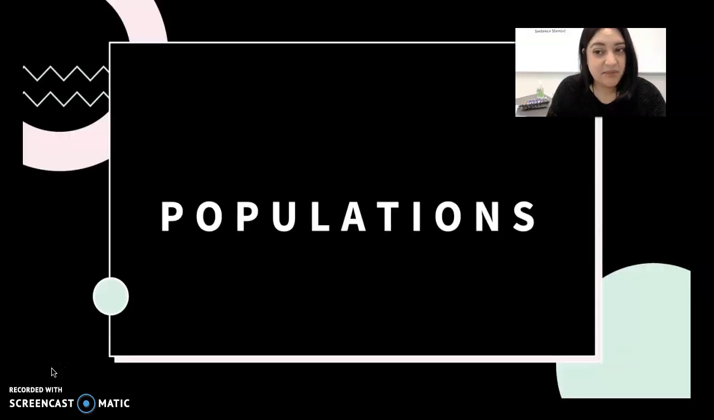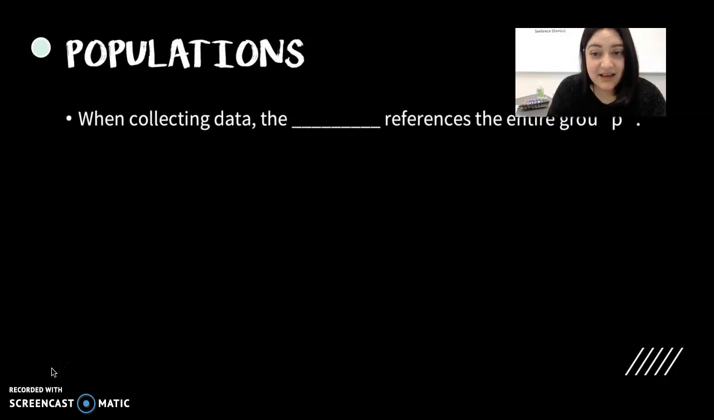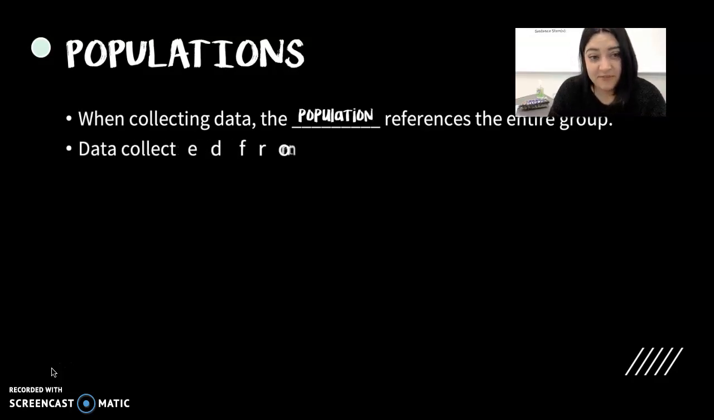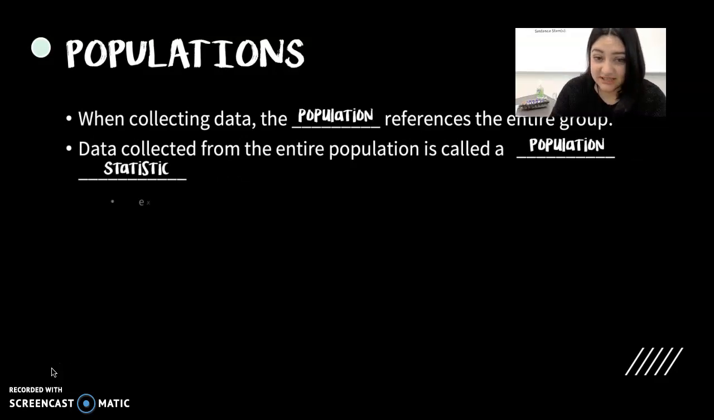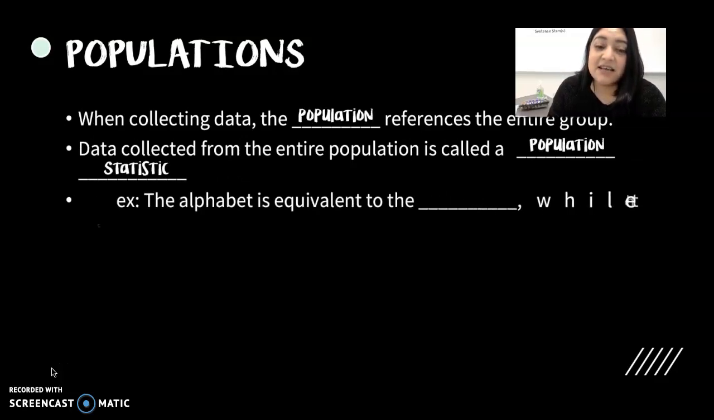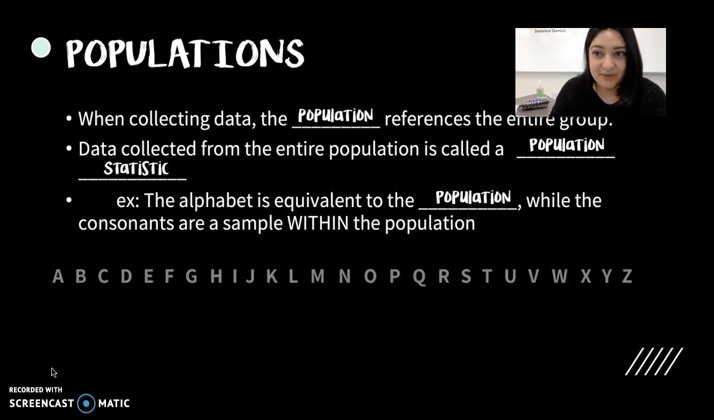And now let's talk about populations. When we're collecting data, the population means the entire group. So in that example we just did about my class, my third period class would be the population. The sample is the students that are AVL. Data collected from the entire population is called a population statistic. And an example is the alphabet is the population, while the consonants are a sample within the population.